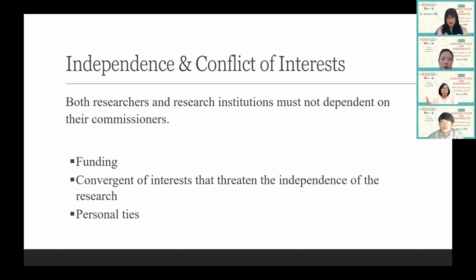Number two, independence. So we are trying to have the academia be free from all these government ties. There should not be any ties, any relationship. We are an independent body. This is something that we need to achieve.